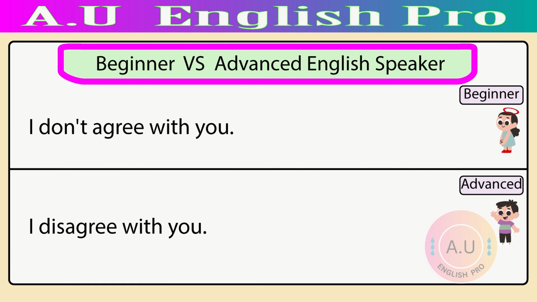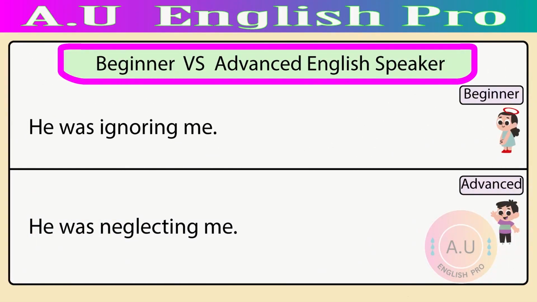Friends, our next sentence is, I don't agree with you. So if you wanna sound like a native speaker, so you can say, I disagree with you. Friends, our next sentence is, he was ignoring me. This type of the sentence is used by the beginner. If you wanna sound better, so you can say, he was neglecting me.